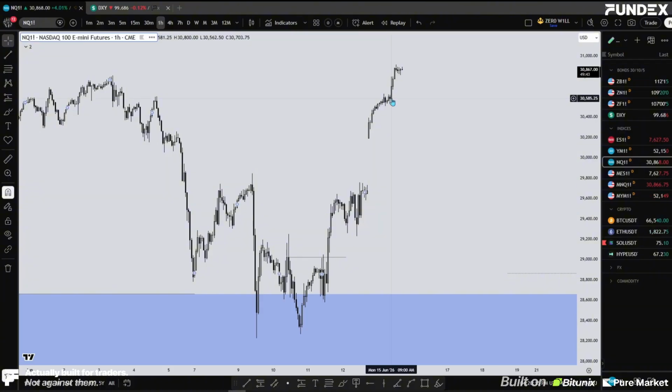Here's the 9 o'clock candle. That's a really good move right there. And those 3 hours in the New York session, 9, 10, 11. Ideally by 11 we're kind of done.